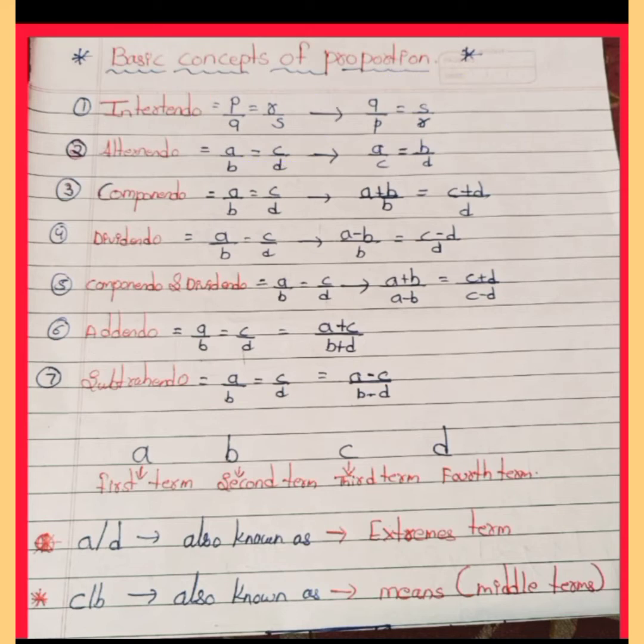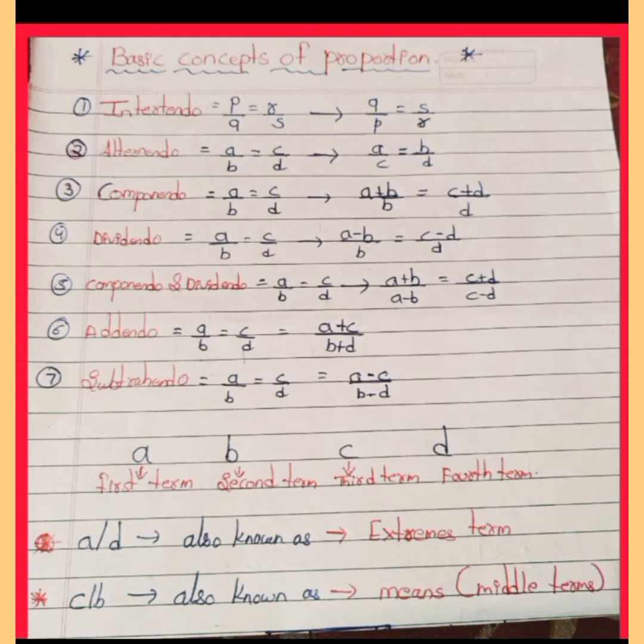Now let's move on to alternando. In alternando, here I have just written A upon B is equal to C upon D. Alright. In alternando, you have to alter. See here, A and D will remain the same, and B and C will alter. It means they change their position.